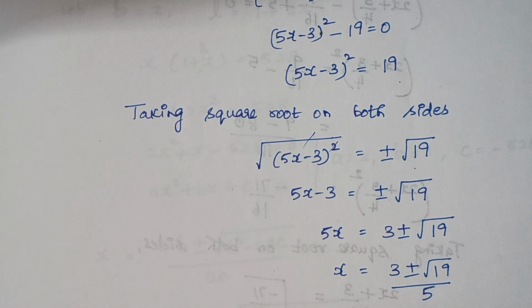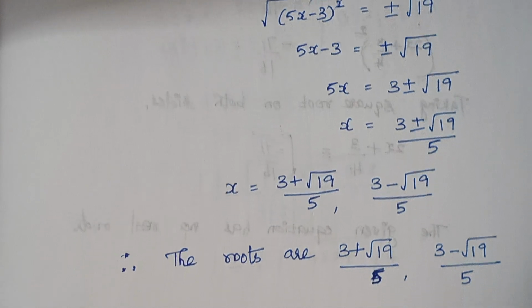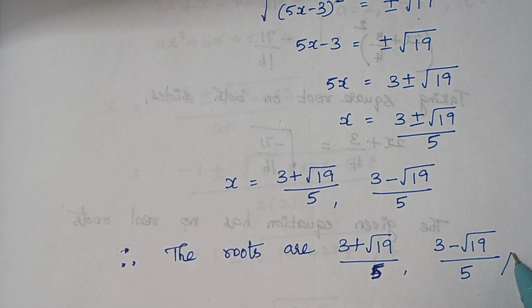Again I am splitting these roots as a positive root and a negative root. That is 3 plus square root of 19 by 5 is one root and 3 minus square root of 19 by 5 is another root. So finally the roots are these two terms. When you compare the final answers for method 1 and method 2, we end up with the same answers. So it's up to you to select which method to proceed.